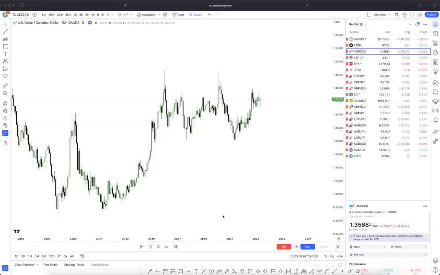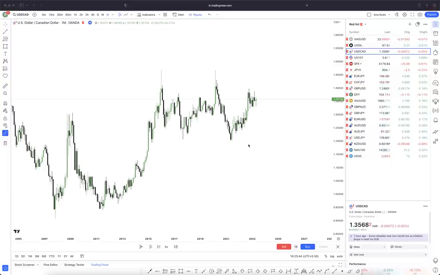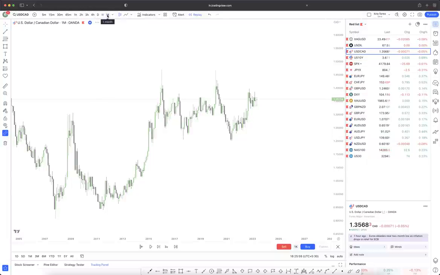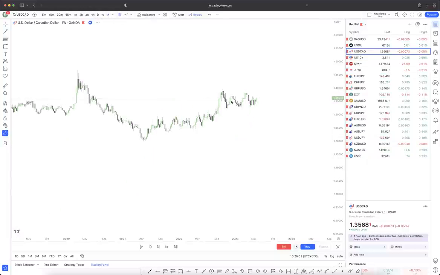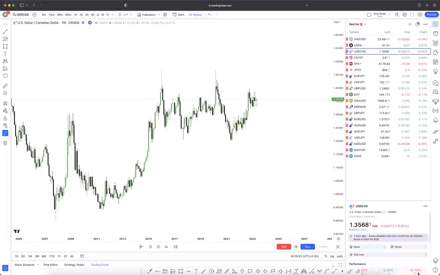Welcome back everyone. Let's go straight to the point. Today we will do a very simple top-down analysis on USD CAD, which I personally made plus 20,000 on this setup. So let's move straight to the point. With the top-down analysis, I'll start on the monthly time frame. So as you can see, this is USD CAD on the monthly time frame.